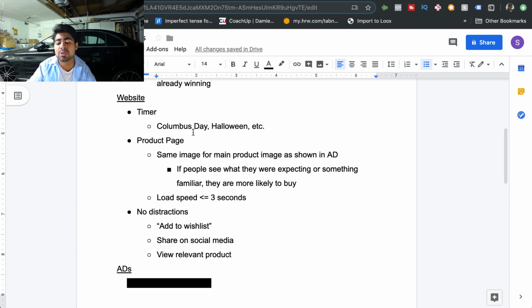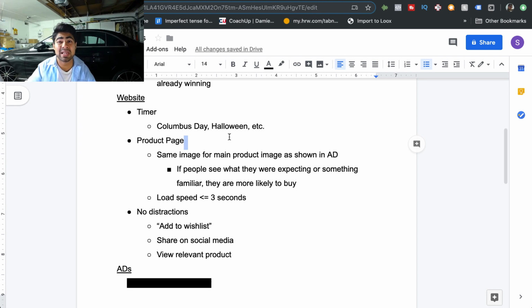In addition to that, I was using Halloween as one of the events to have my sale around. So the same strategy applies as the Columbus Day one, basically saying "Mega Halloween sale ends in," and then the timer. What I noticed is that doing this specifically really boosted my conversion rates, and because of this, I was getting consistently more and more sales each day.